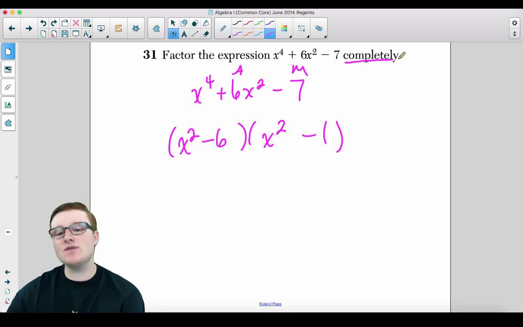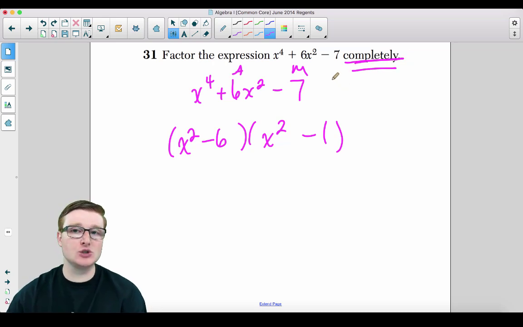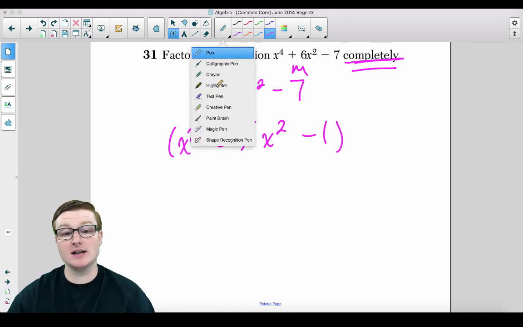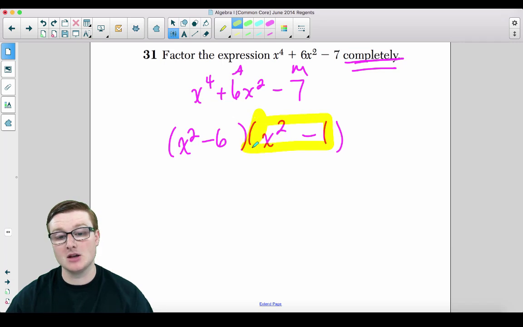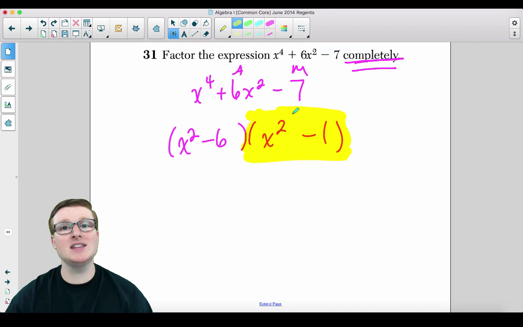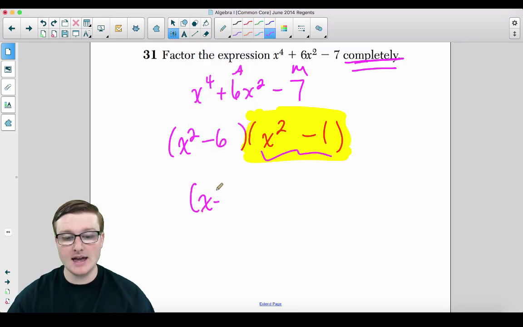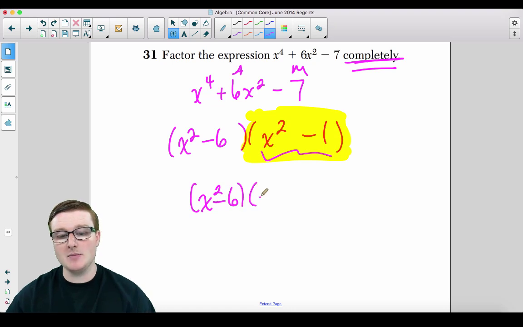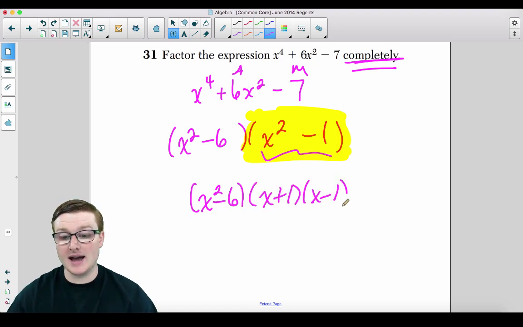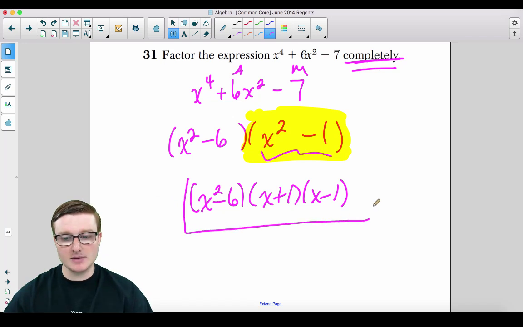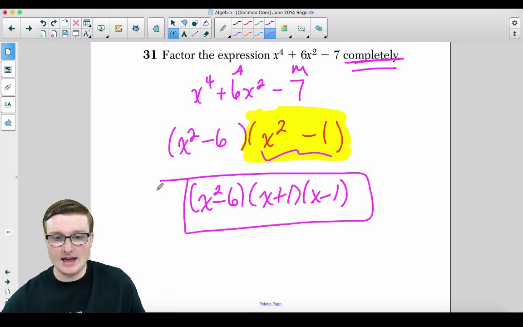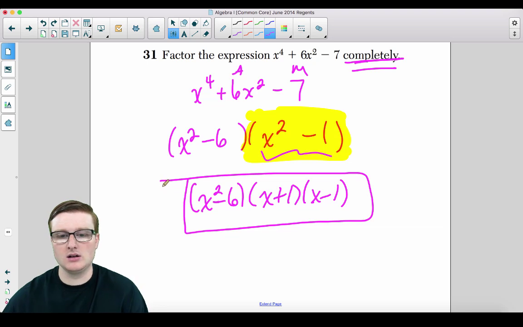Now, when it says factor completely, the chances are it's more than one step, because otherwise they would just say factor. So factor completely, there's another step somewhere, and that is right here. You need to factor x squared minus 1 by the difference of two perfect squares. So that will become x squared minus 6 carries along for the ride, x plus 1, x minus 1. And that, ladies and gentlemen, is your answer to that.